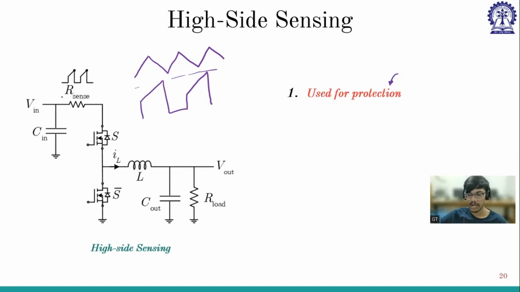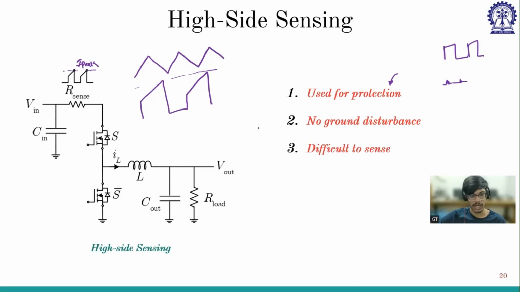If the current crosses the limit, then they will take the necessary measures like turning off or shutting down the circuit. So for protection purposes they use this, because they have the peak information. That is why they use high side sensing for protection. Also, it is not connected to ground, so there is no ground disturbance. Whenever there is switching, the ground will have some disturbance, which will not be reflected here. But the issue is that it is difficult to sense because there are two floating voltages.